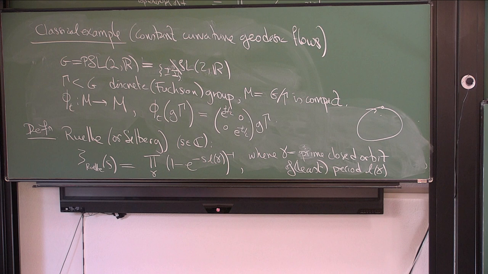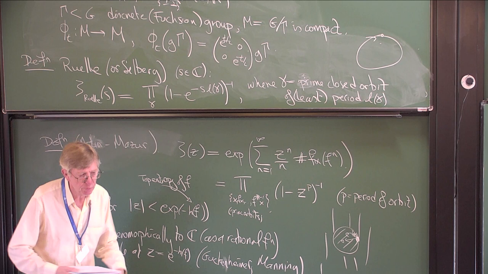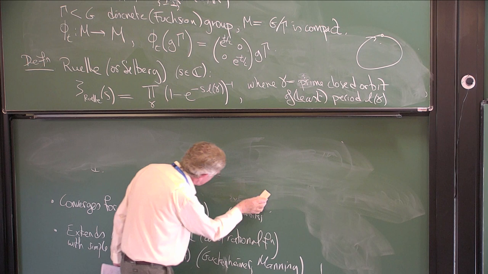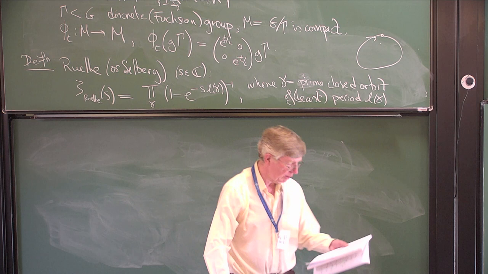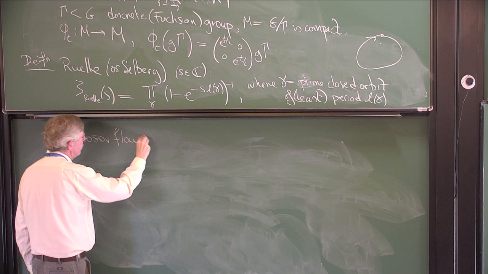And in the same way that for the Artin-Mazur zeta function, you could easily say stuff about its domain of convergence, we can do exactly the same here. It converges in some region, otherwise it wouldn't be a very useful definition. And then you can also say something about its extension to a larger domain. And these facts are kind of well known. There's good reason to state them. And so for Anosov flows, not just for geodesic flows, we know the following.